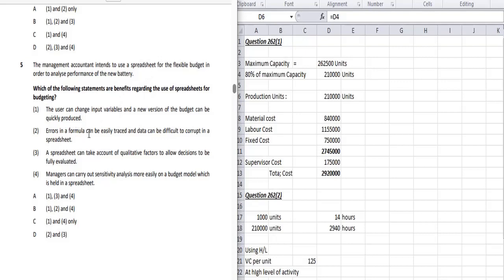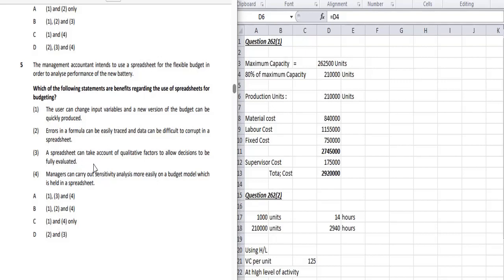Errors in the formula can easily be traced, and data can be difficult to corrupt in the spreadsheet. It will not be difficult, it will be easy to corrupt. If I have linked everything to formulas, and I change a certain number, all the figures will change, so it is easy to corrupt, right? So statement 2 is not correct.